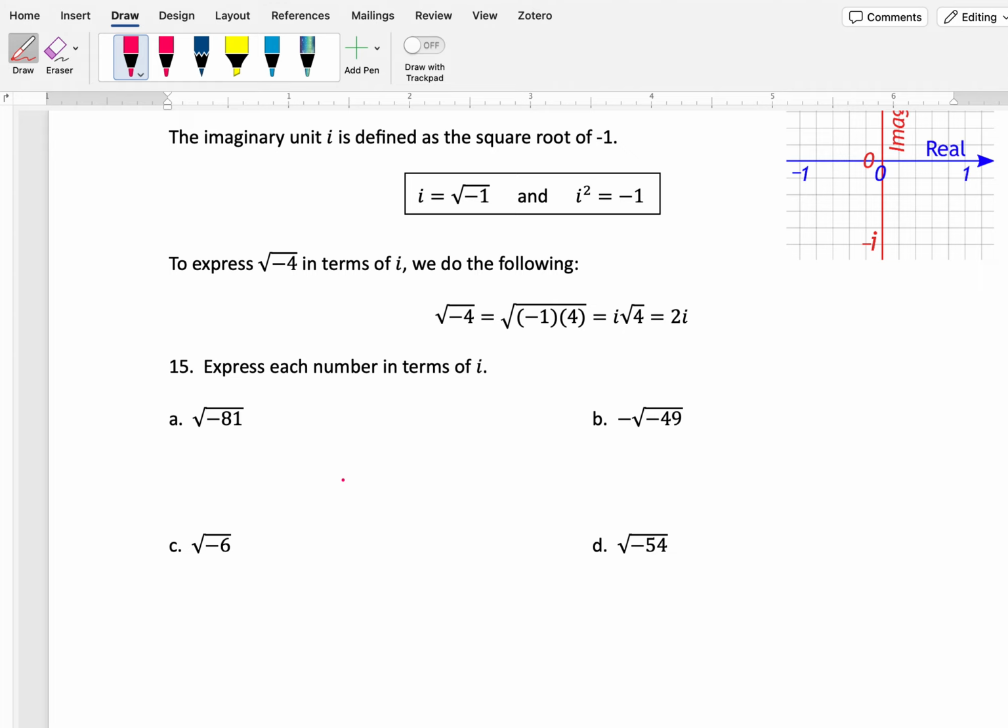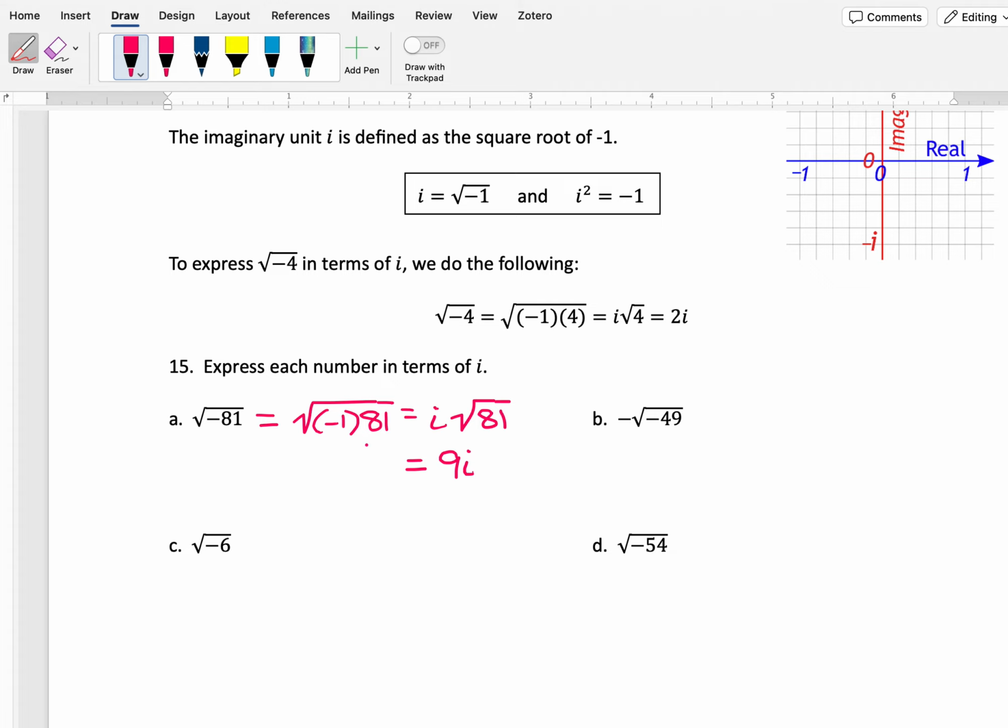So let's look at some examples here. We have the square root of -81. So I can do the same process that I did up here in this example. Square root of -81 is the square root of -1 times positive 81, which is i. See, that overhang is a little bit tricky to deal with with the square roots, especially when you're handwriting, which is equal to i times the square root of 81 with the i in front. And I know that the square root of 81 is 9, so this is 9i.